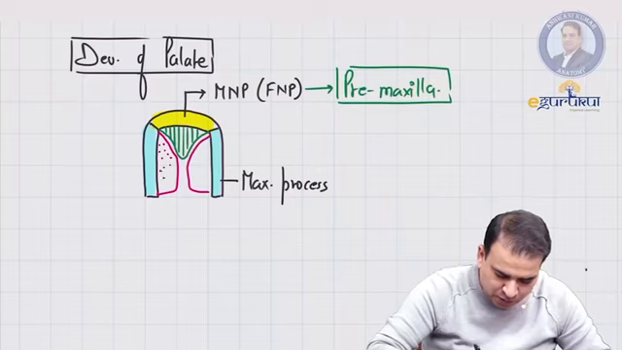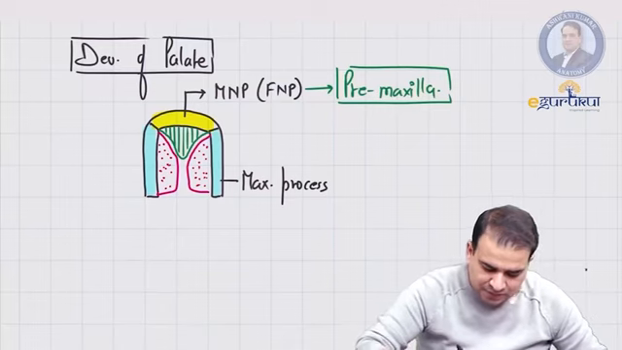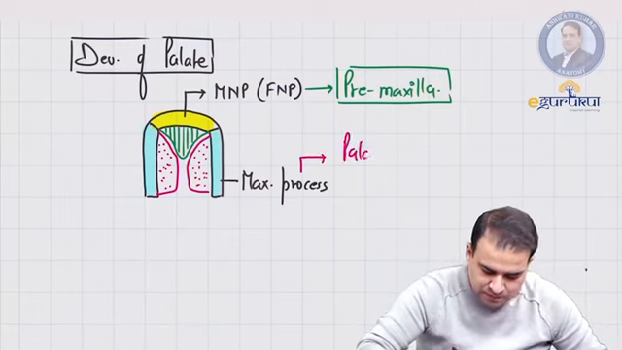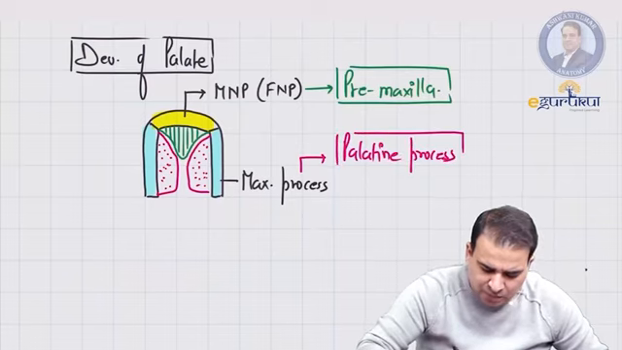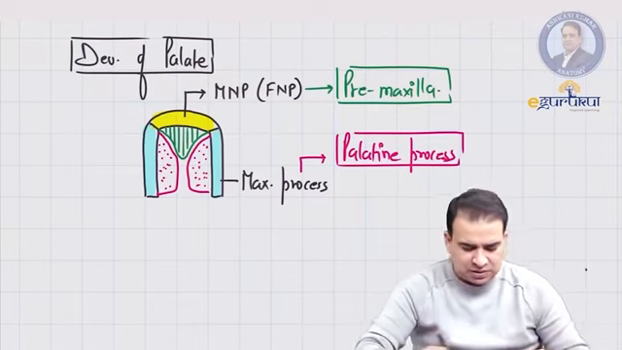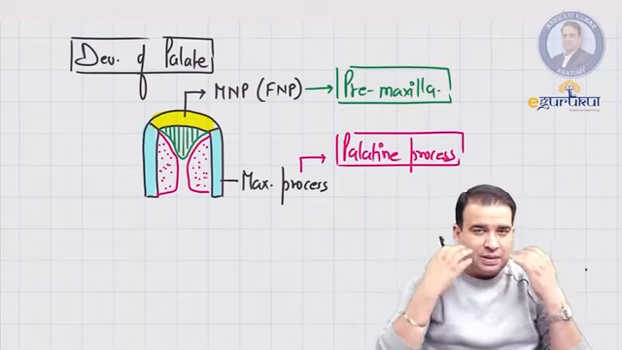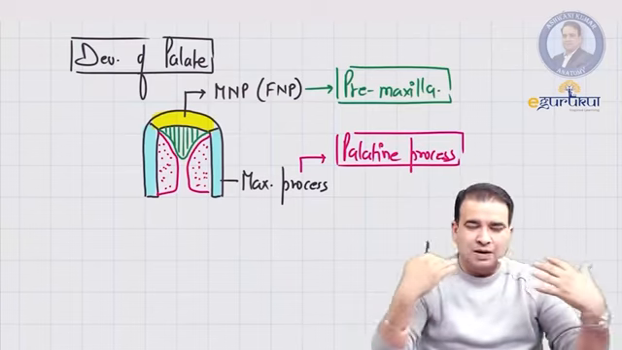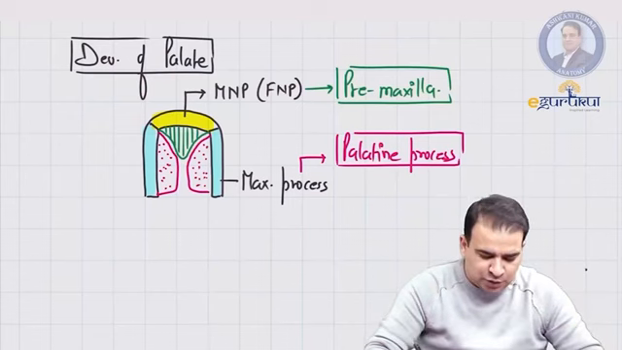The one I'm putting dots on, this is the palatine process, which is derived from the maxillary process. These are the palatine processes. So basically, you just need to know where they're originating from. These terms, the premaxilla and palatine process, are not very important. So the frontonasal process and the maxillary process, whatever is giving rise to the upper lip, the same is contributing to the formation of the palate also.